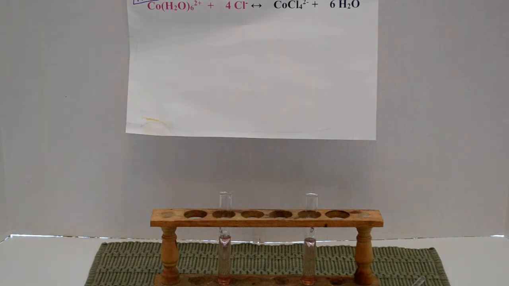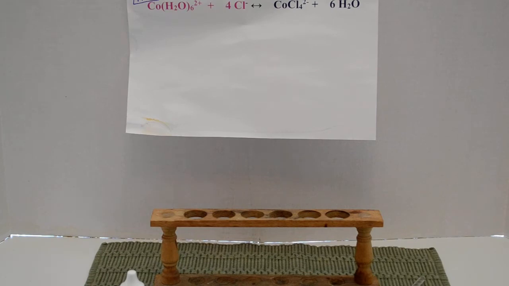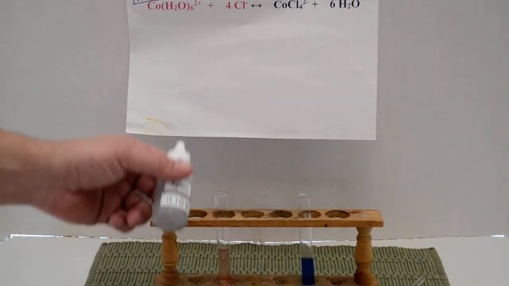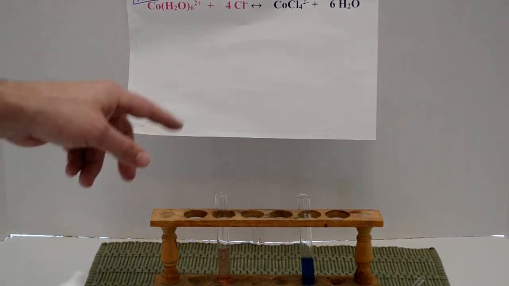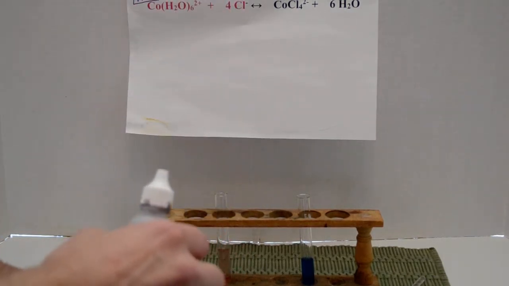Okay, now, this one's a little weird. We're not always adding things to these tubes. Sometimes we can do things to remove substances from this equilibria too. So here, let's start out with a pink and a blue again. And here I have some silver nitrate. Now silver nitrate is going to react with these Cl- ions to form a precipitate, silver chloride.